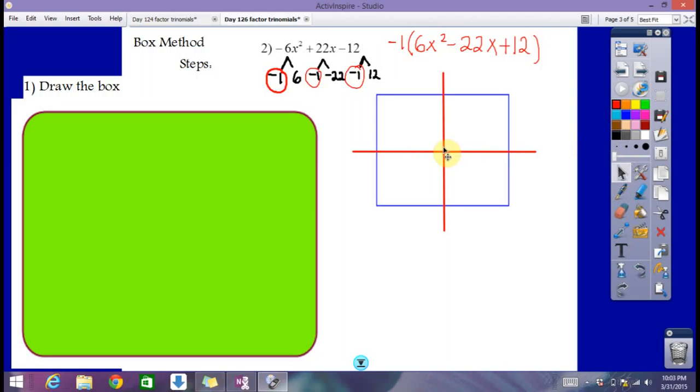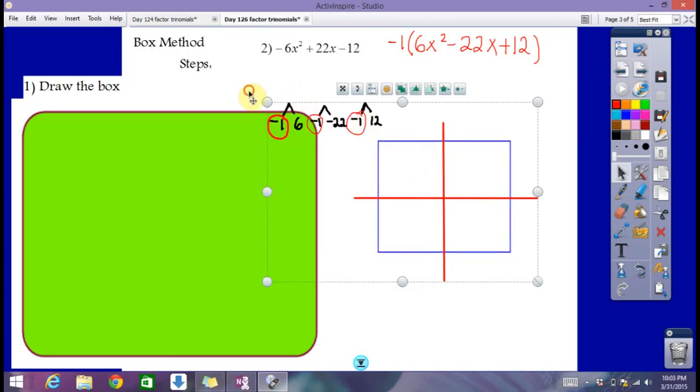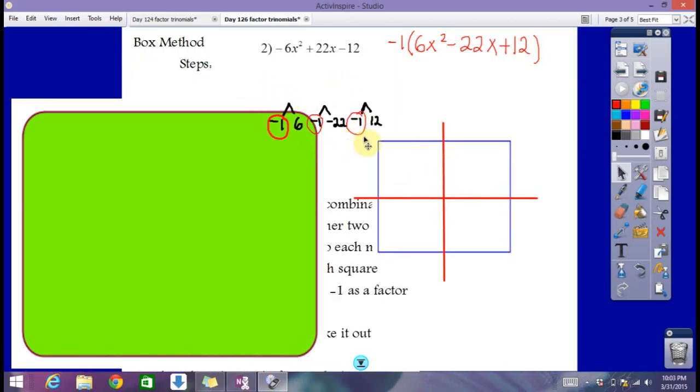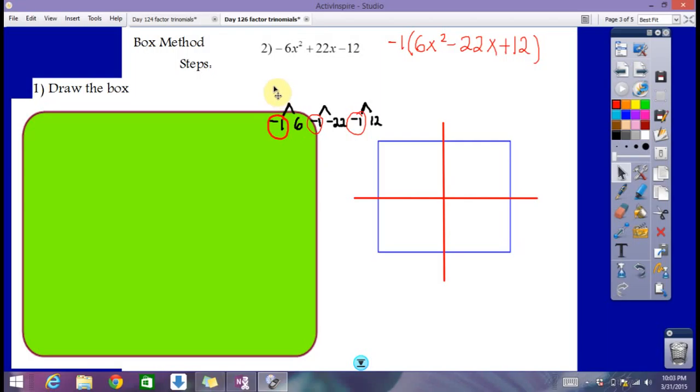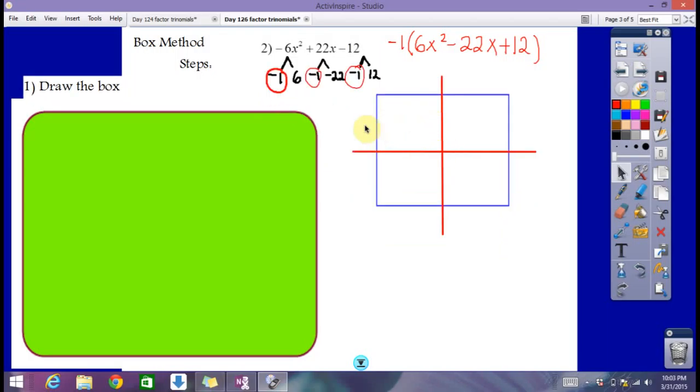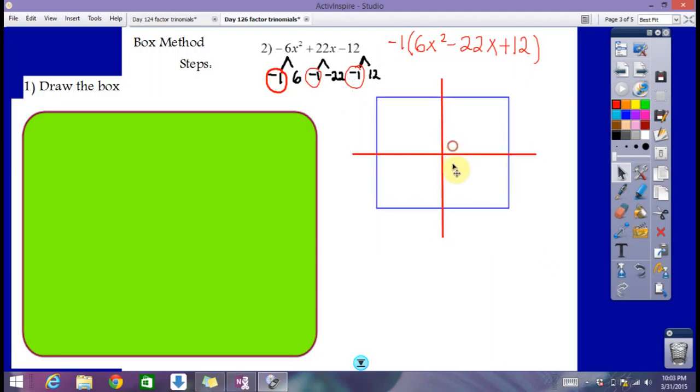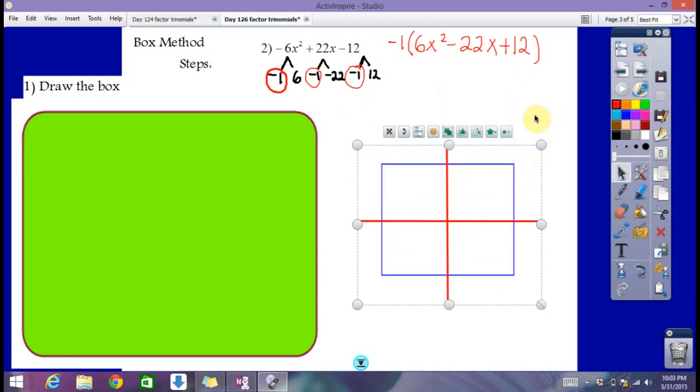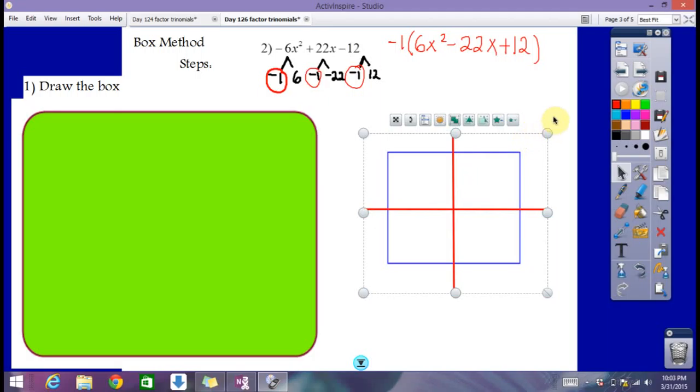And I'm going to move down my box so I have a little more space. Uh-oh, not that. Making a mess here. There we go. So we just need a little bit more space. That's why I move it down.